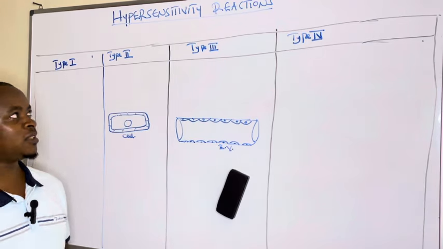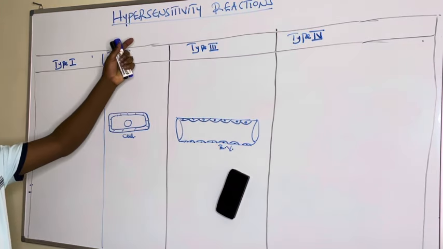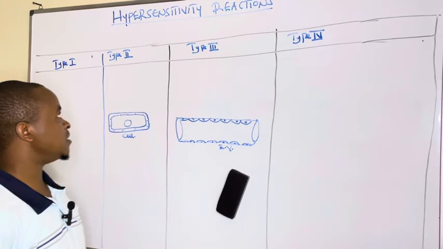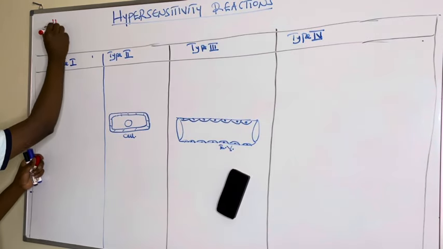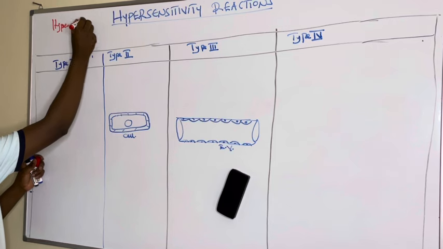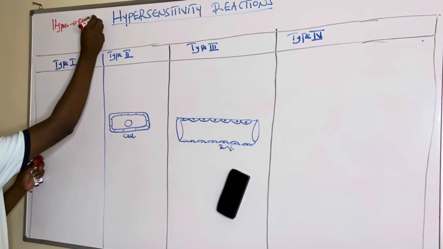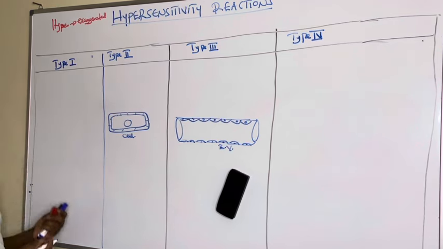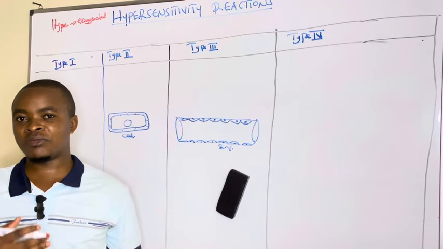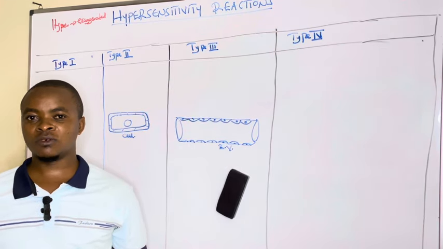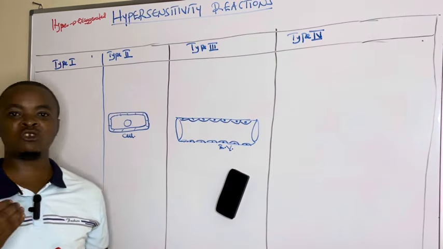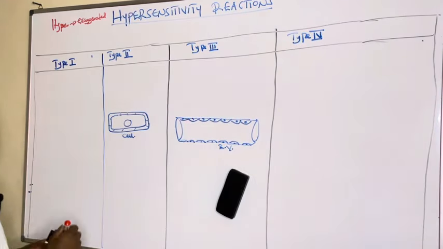So hypersensitivity comes from two words, hyper and sensitivity, whereby hyper means something which is exaggerated. Then sensitivity is responding to stimuli, something you are not used to. So we are seeing hypersensitivity reactions. These are exaggerated immune reactions.